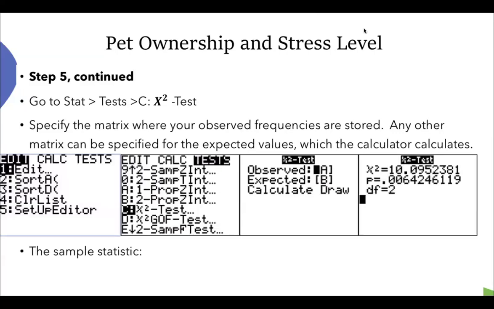Okay, so you are going to be asked, what is the value of your sample statistic? That is its value, 10.10. You're going to be asked what its symbol is. It's chi-square. And you're going to be asked for the p-value, 0.0064. So you will be asked this on both the homework for the chi-square hypothesis test and the final exam test question.